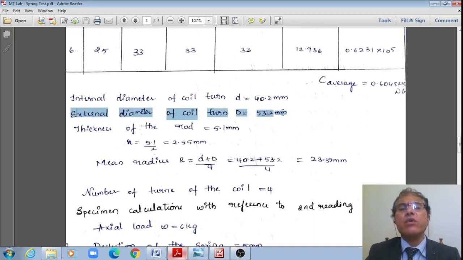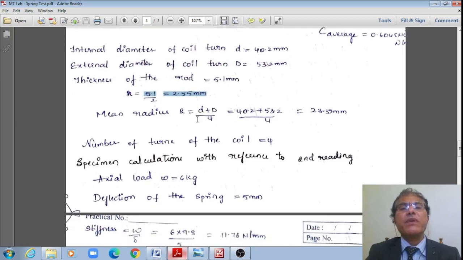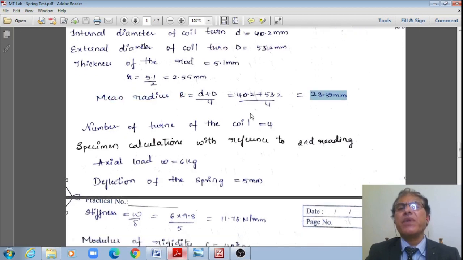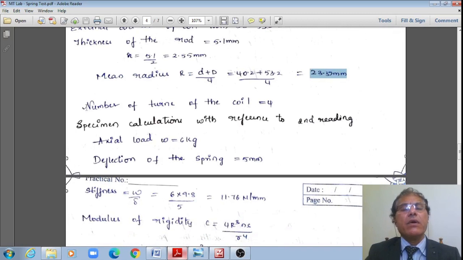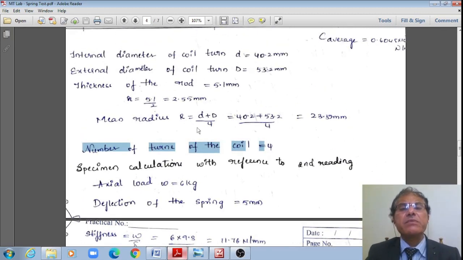Now I just noted down by measuring with the vernier calipers. Therefore, the radius of this rod is equal to 5.1 divided by 2, which is 2.55 mm, and the mean radius of the coil, from capital D plus small d, works out at 23.52 mm. We also measured the number of active coils, which is equal to 4. These are my different observations.